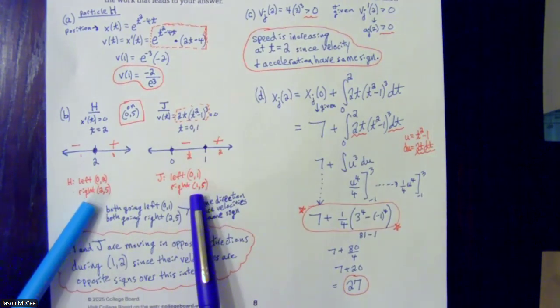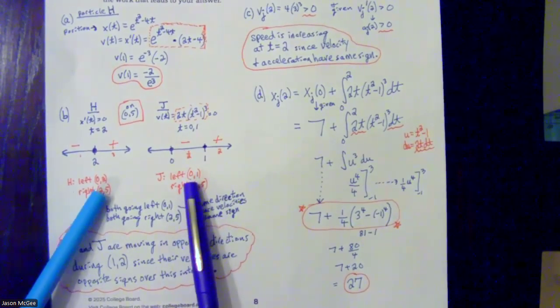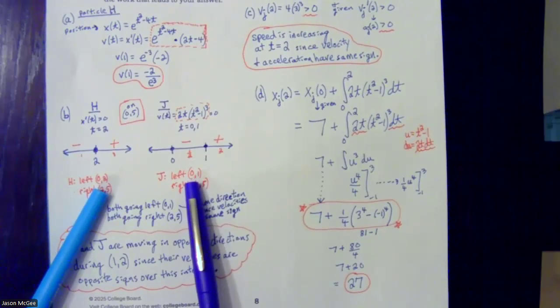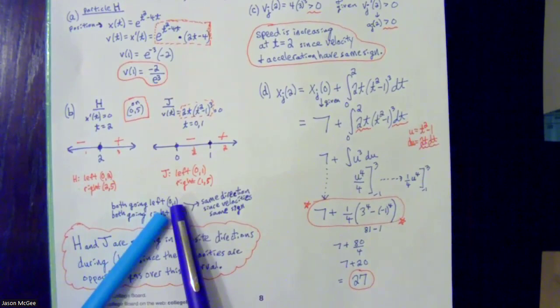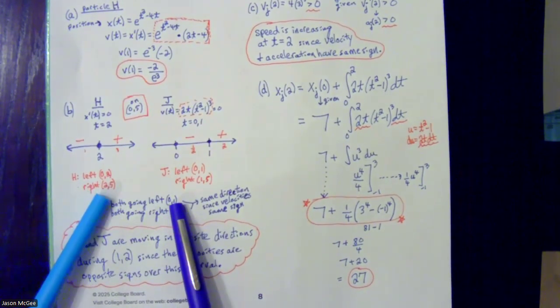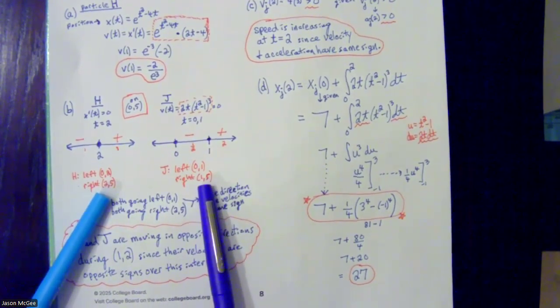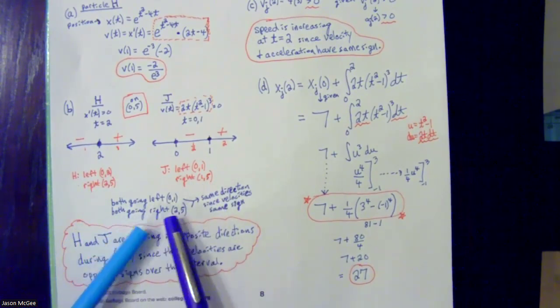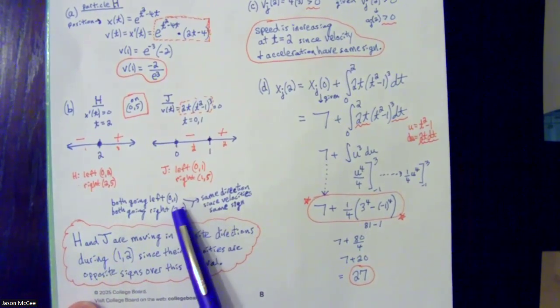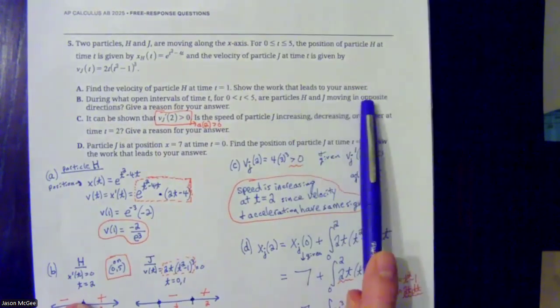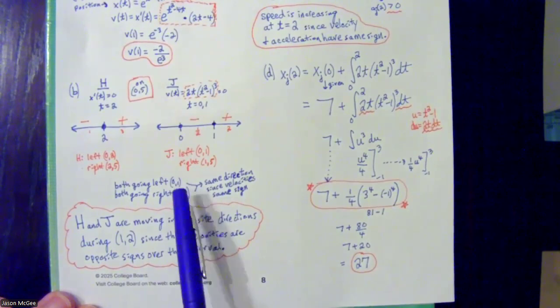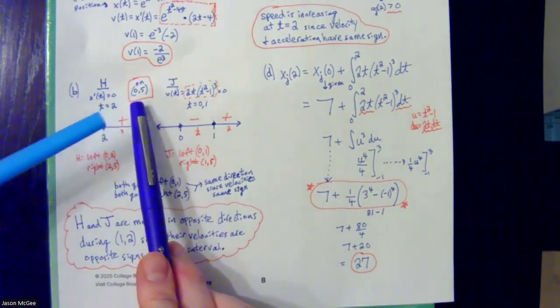As I looked at those answers, particle H is going left between 0 and 2, and particle J is going left between 0 and 1. So between 0 and 1, they're both going left. H is going to the right between 2 and 5, and J is going to the right between 1 and 5. So between 2 and 5, they're both going to the right. On those intervals, since the velocities have the same sign, they're going in the same direction. But be careful. It says when are the particles moving in opposite directions. And that's what your problem is in between 0 and 5.